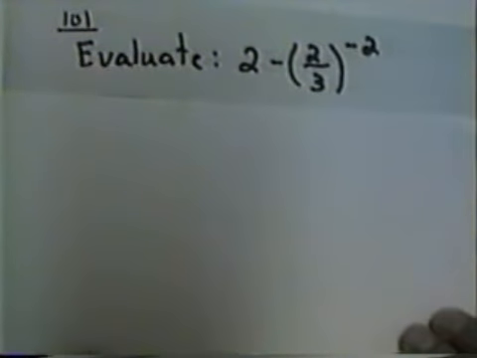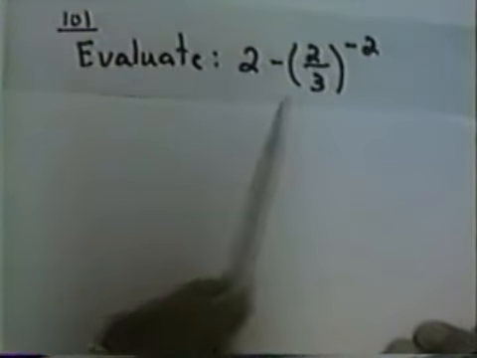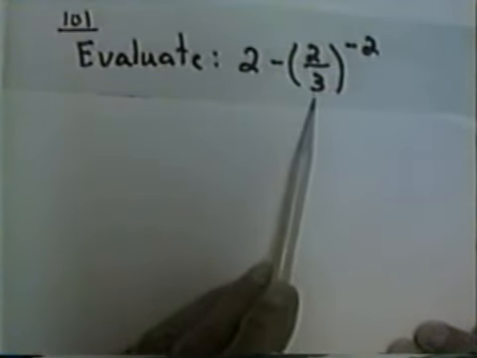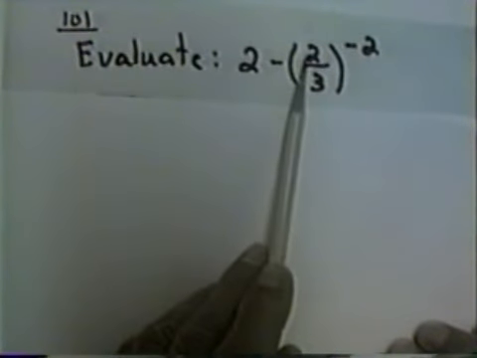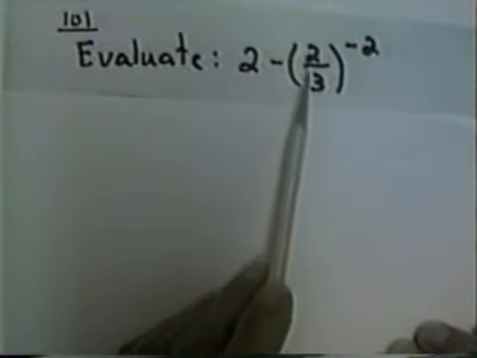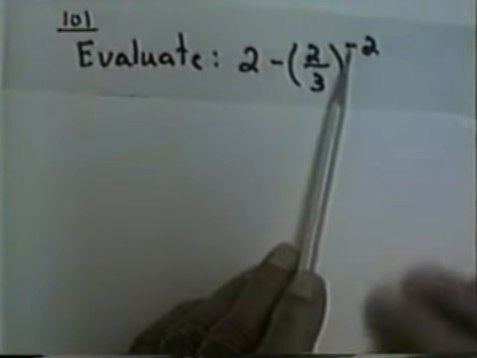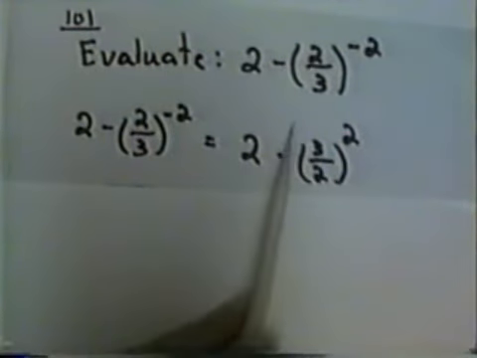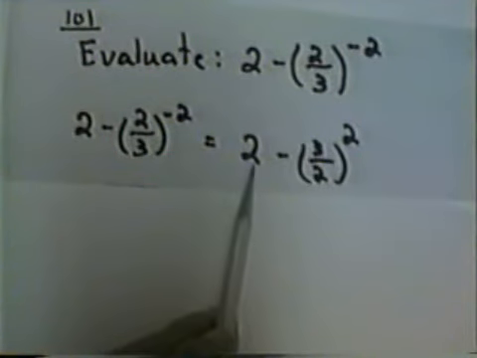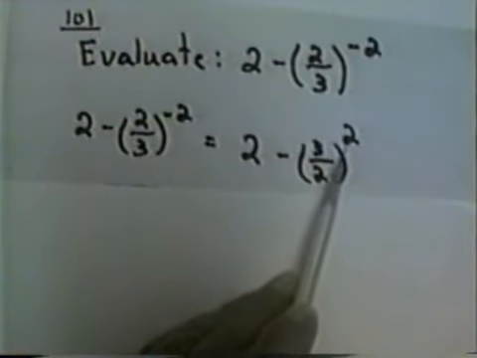Let's evaluate 2 subtract 2/3 to the negative 2 power. The first thing I need to do is to do what's in symbols of inclusion first. Well, inside symbols of inclusion I have the fraction 2/3. 2/3 cannot be reduced, so I cannot do anything else inside symbols of inclusion. So now I go to my exponents. A negative exponent tells me to take the reciprocal. So I can rewrite the problem as 2 subtract 3/2 squared.